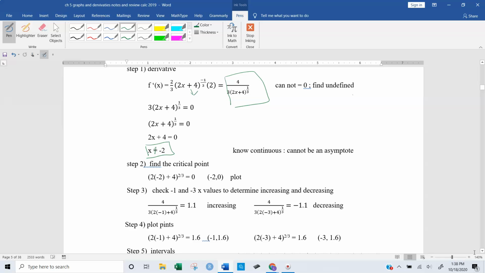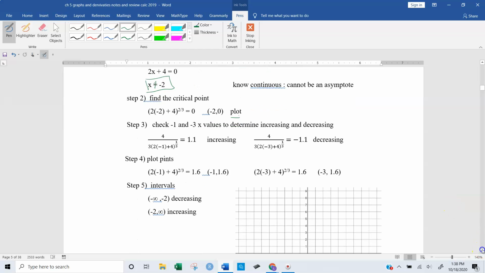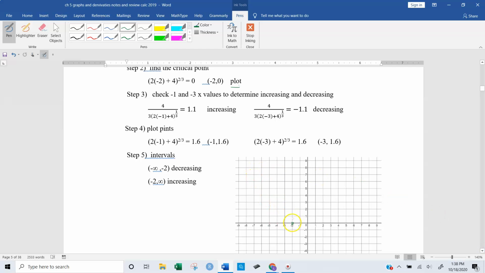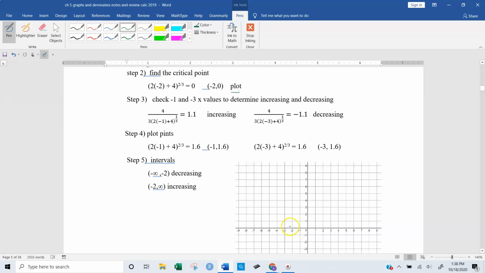Okay, to find this, now if we plug negative 2 into our original, we're going to get negative 2 comma 0. We're going to plot this point. So we're going to go to negative 2, 0, let me get down here. All right, negative 2, 0, right here, which is a little bit weird. It's undefined. I know that it can't equal negative 2 for a turning point. So something is weird, right?